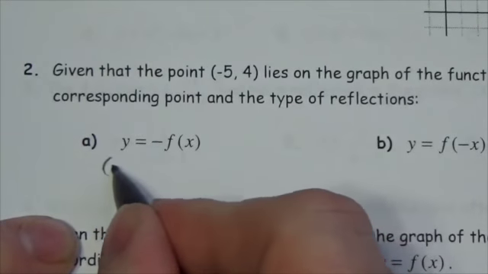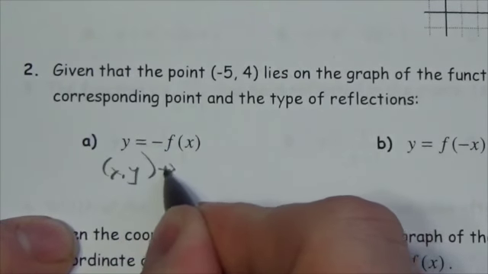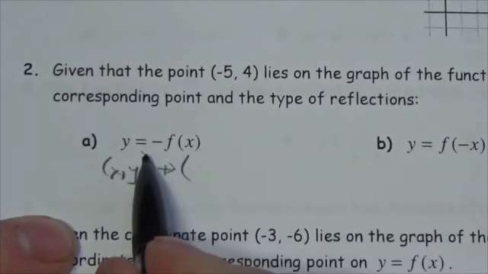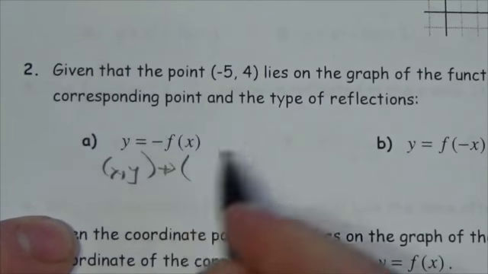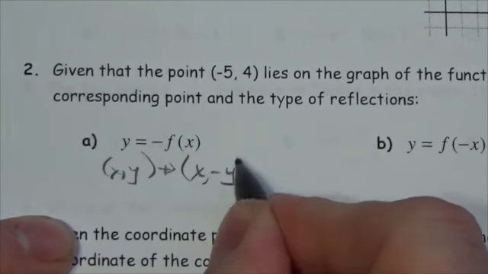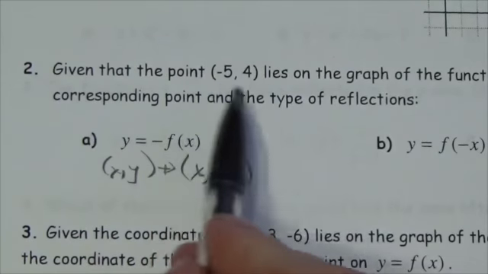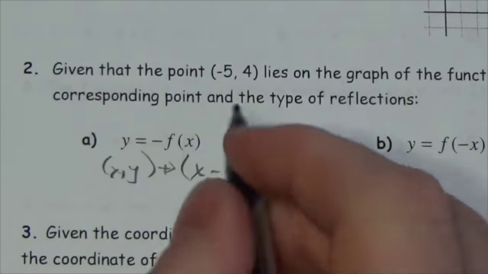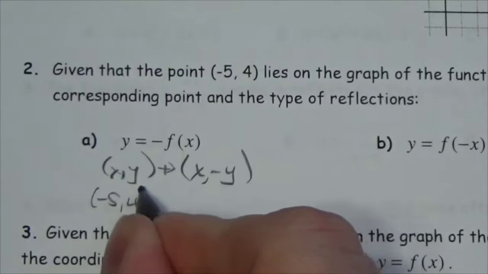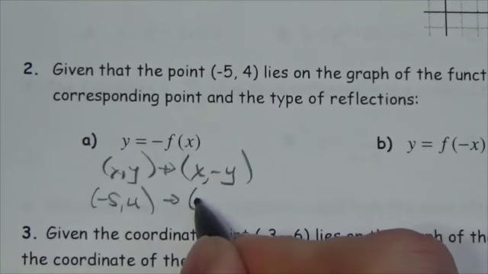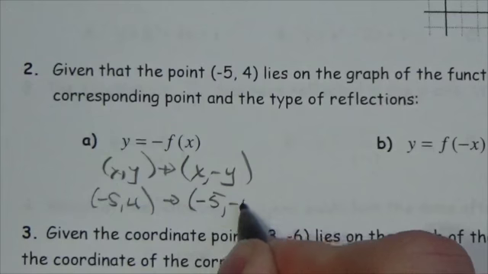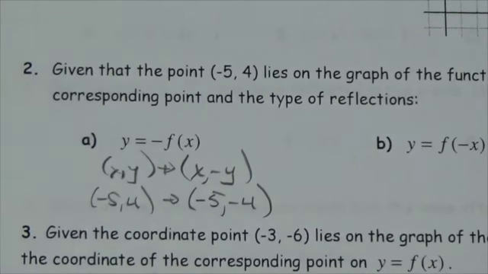The negative is in front, meaning that x comma y is going to become the point... Well, when it's in front of the function, this refers to the dependent variable, so it's the y that's going to change signs here. So I take a look at my point, negative 5, 4. And I know that just the y coordinate is going to change signs, so it's going to become negative 5, negative 4. That's my new point.